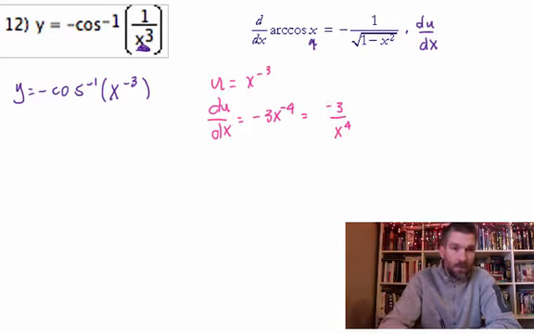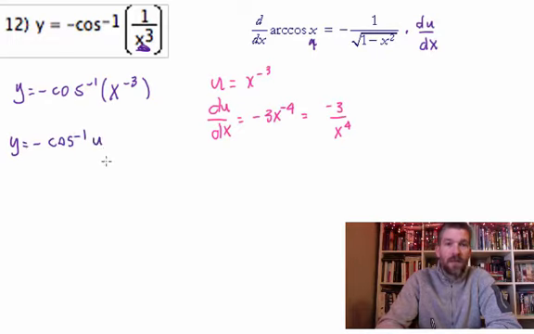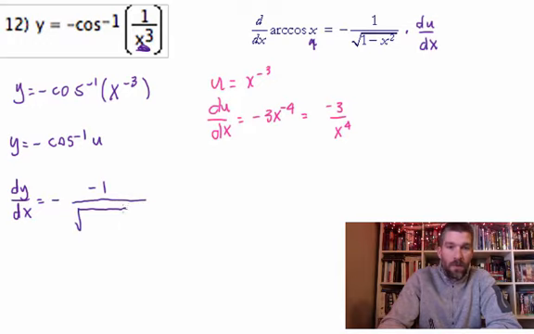Not sure. So back over here to this problem, y equals negative arc cosine of u, and I'm going to just rewrite this. Now this is a lot easier to work with. I can follow this pattern right here now. So negative y dy dx equals negative, I got to bring that negative down, and then negative 1 over the square root of 1 minus u squared times the derivative of u, du dx.